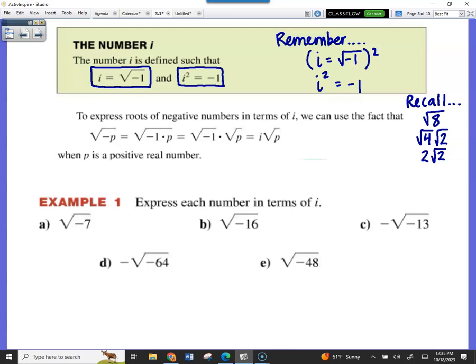Now there's nothing that goes into 7, it's prime. But I can pull a -1 out. So watch how I do this. You don't have to do this every time. I'm just showing you on the first one.